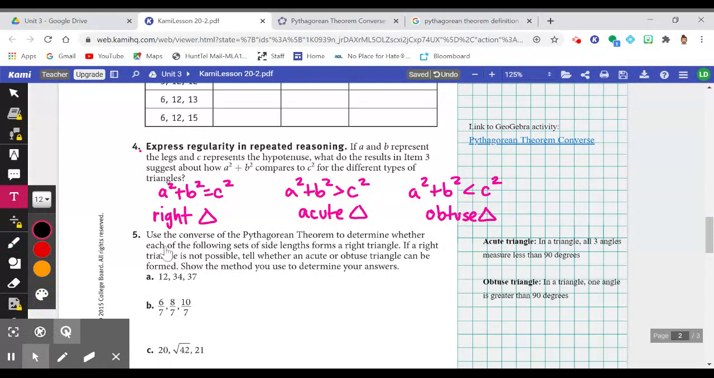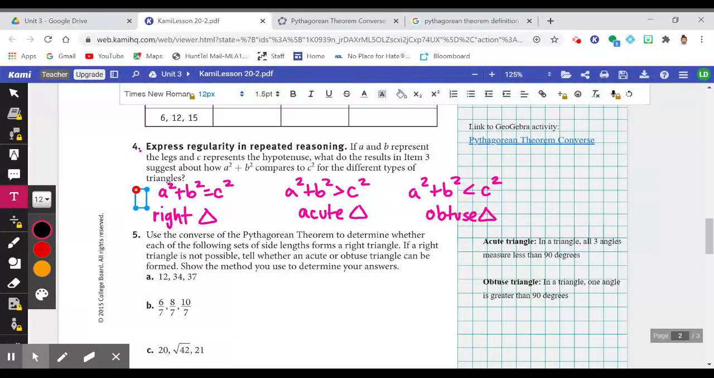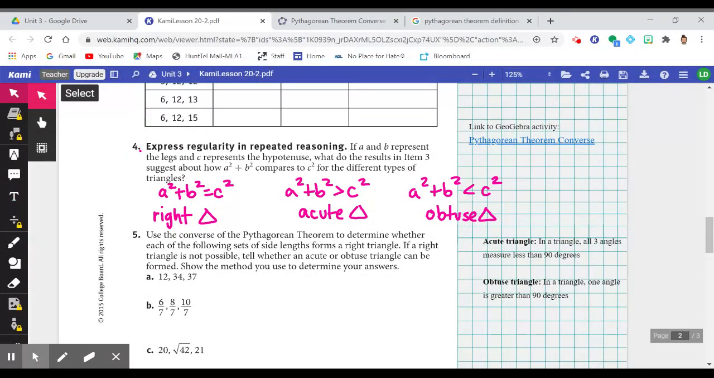So I've added the definitions here. An acute triangle is a triangle that has all three angles that measure less than 90 degrees, and an obtuse triangle is a triangle where one angle is greater than 90 degrees. So think about the usefulness that the Pythagorean theorem provides. Not only if it's a right triangle can we find the length of a side of that right triangle, but it also can tell us, if it's not a right triangle, what type of triangle it is.